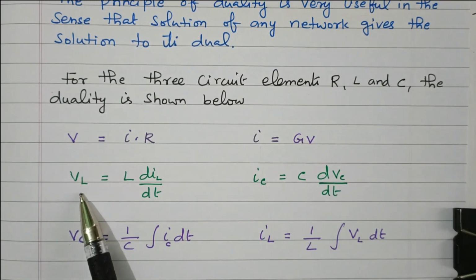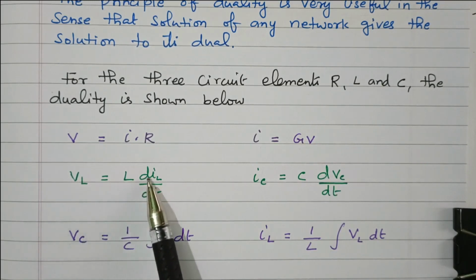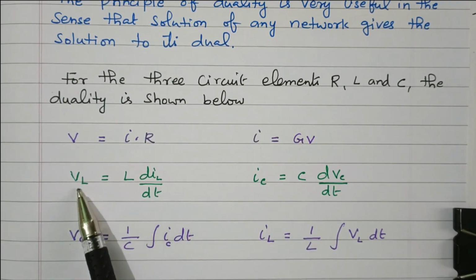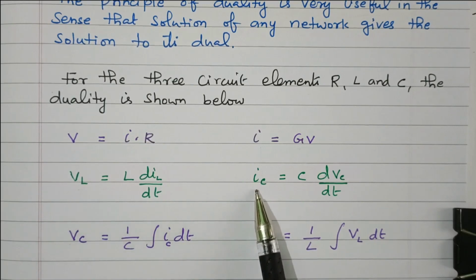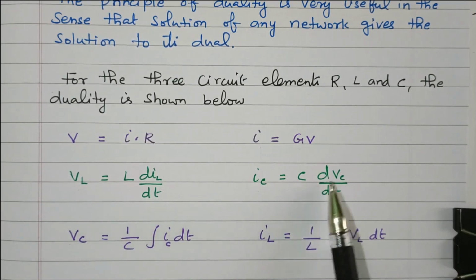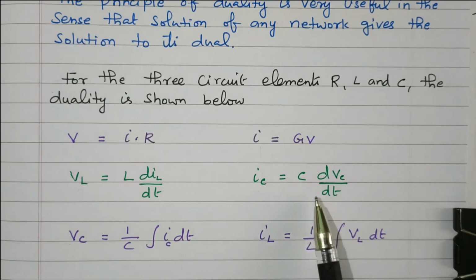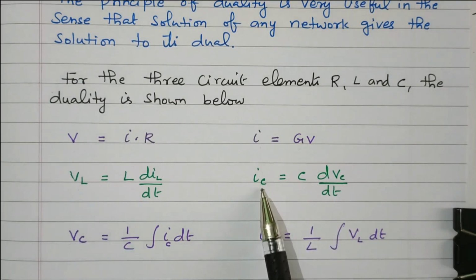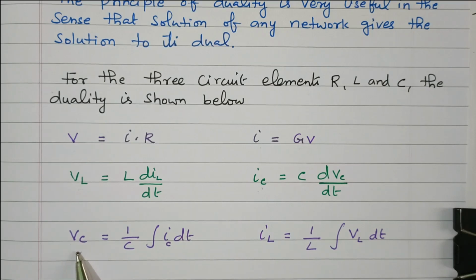Similarly, the voltage across the inductor VL equal to L dIL by dt. The same thing in the dual we have IC. Here voltage across the inductor means current through the capacitor, C dVc by dt, right? The current IC equal to C into dVc divided by dt, right? Here calculating voltage, here current. Similarly, the voltage across the capacitor Vc equal to 1 by C integral IC dt.